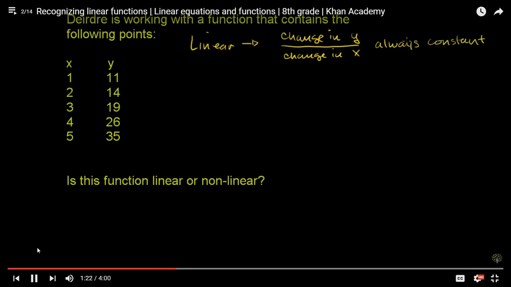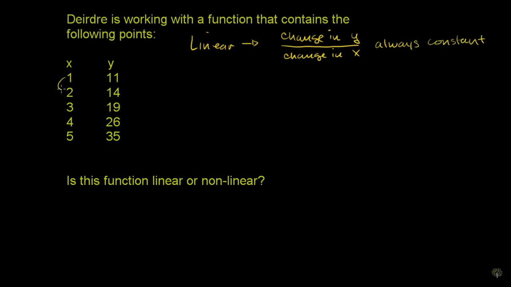Now, in this example, the change in x's are always 1, right? We go from 1 to 2, 2 to 3, 3 to 4, 4 to 5. So in this example, the change in x is always going to be 1. So in order for this function to be linear, our change in y needs to be constant, because we're just going to take that and divide it by 1. So let's see if our change in y is constant.